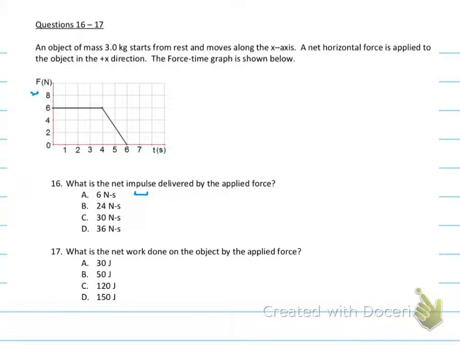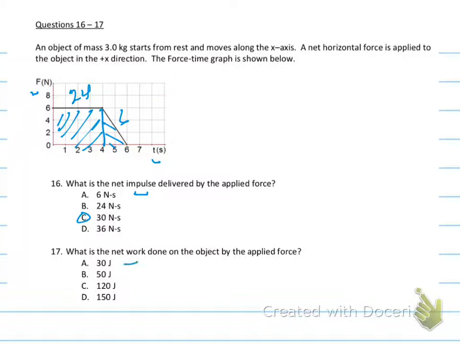So on a force versus time graph, the impulse is going to be the area under the curve. So it looks like we have a rectangle, and its area would be 4 times 6, so that's 24. And we have a triangle. Half the base times the height, 1 times 6, would be 6. So adding up the 24 plus 6 would give us a net impulse of 30 kilogram meters per second, which is equivalent to 30 newton seconds.